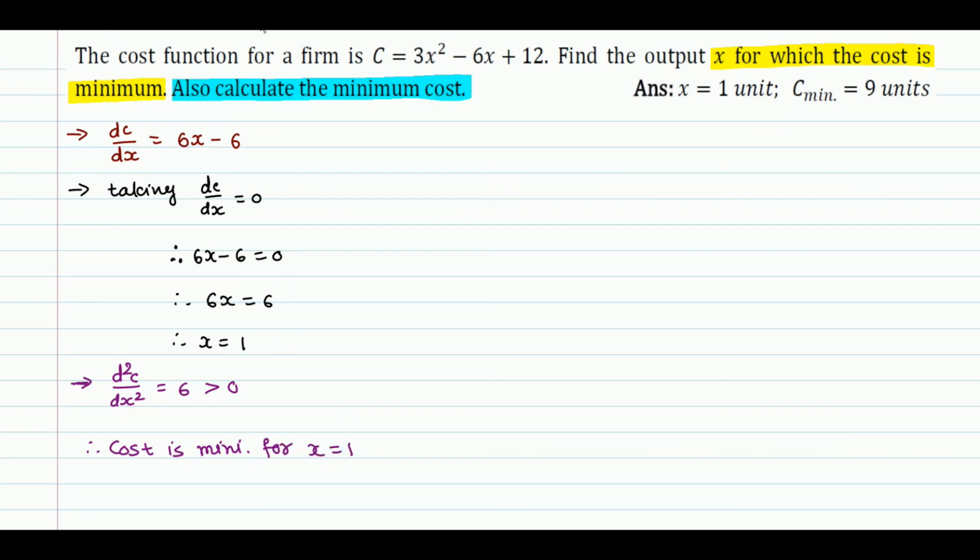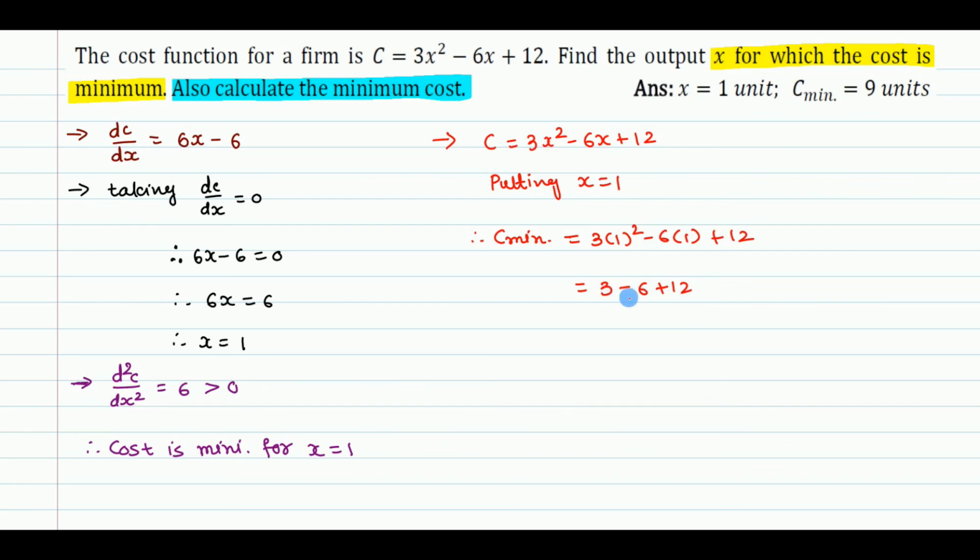Okay, now find out this minimum cost. So write down C, meaning the cost function C is equal to 3x square minus 6x plus 12. Putting x equal to 1, therefore C minimum equals 3 into 1 square minus 6 into 1 plus 12. 3 into 1 is equal to 3, minus 6, plus 12. So 12 plus 3 is equal to 15, and 15 minus 6 is equal to 9. So minimum cost is 9 units.